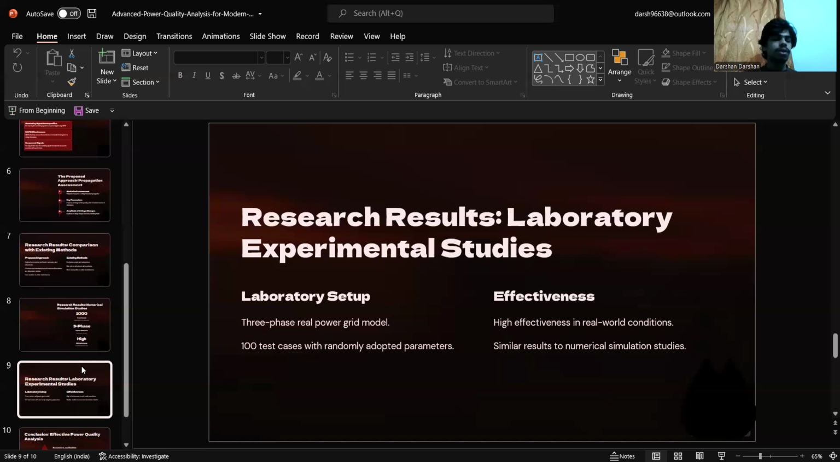Research results, laboratory experiment studies: laboratory setup and effectiveness. Here we have a three-phase real power grid model and 100 test cases with randomly adopted parameters, showing high effectiveness in real-world conditions and similar results to the numerical simulation studies. So let's move further.